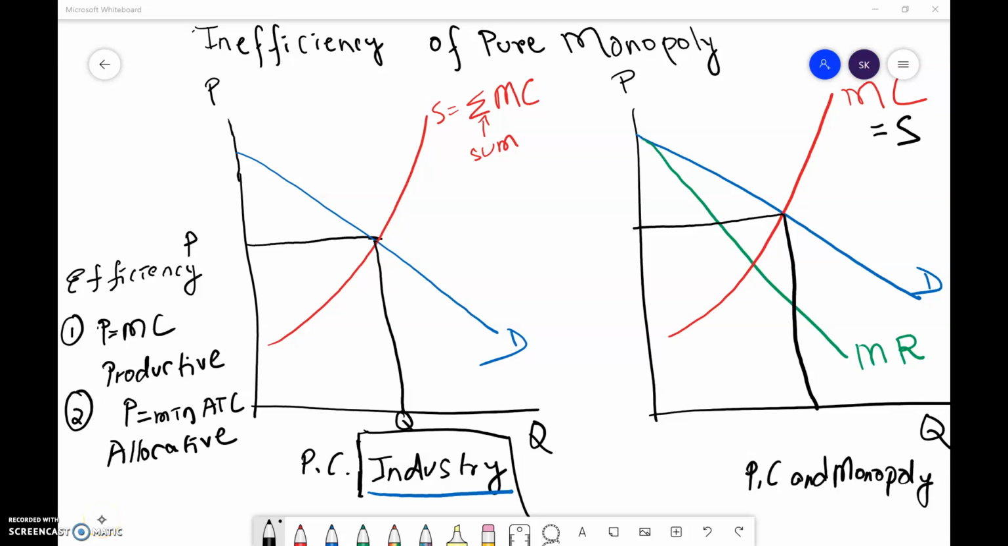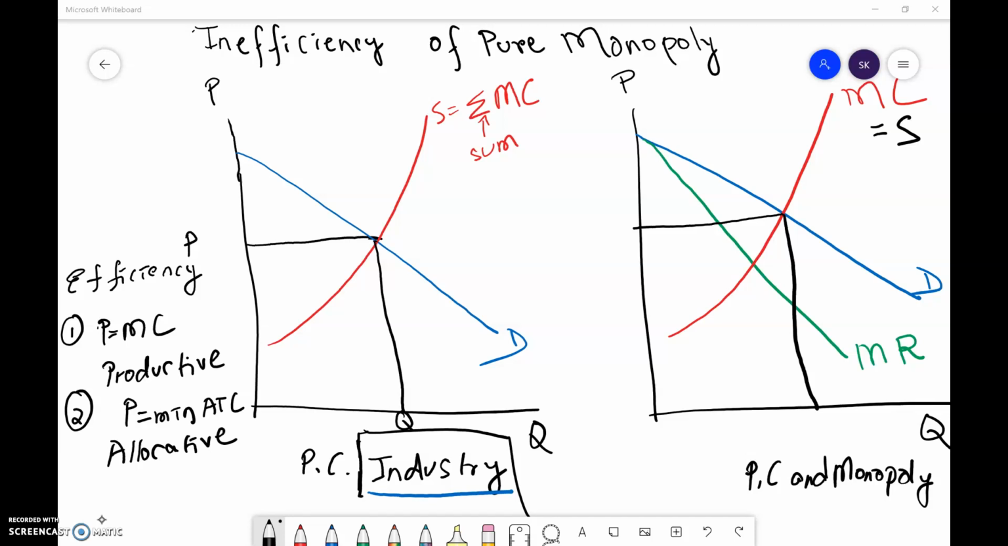Hey everyone, let's look at the inefficiencies of a monopoly market structure. So I have two different diagrams here. One on the left is for a perfectly competitive industry. The one on the right, I'm comparing perfect competition to monopoly. So something to remember when I'm drawing the perfectly competitive industry.